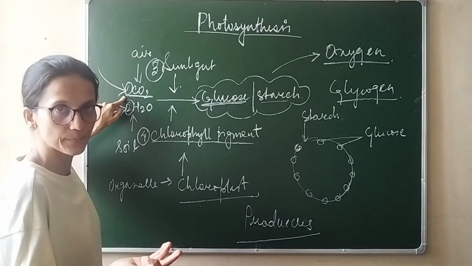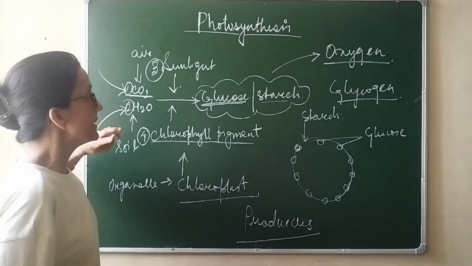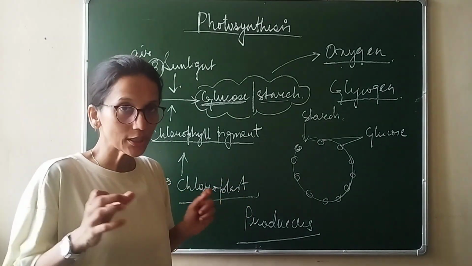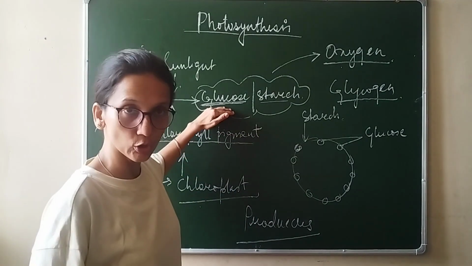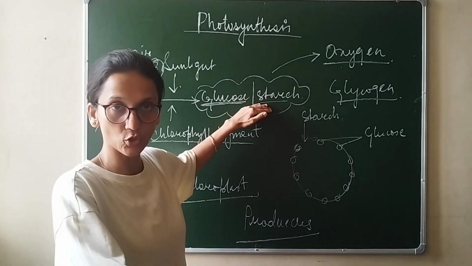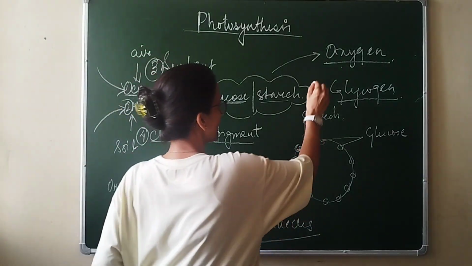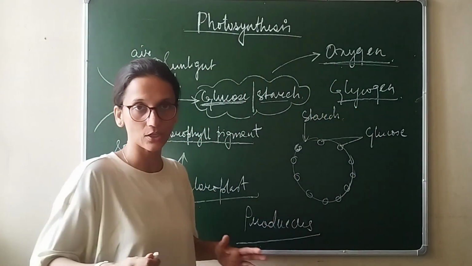Now let's quickly understand the various factors that are essential for the process of photosynthesis. Number 1 factor is carbon dioxide, number 2 is water, number 3 is sunlight, and number 4 is the pigment called chlorophyll. What is produced during this process? Glucose, and we know that the stored form of it is called starch, and a byproduct is produced, the name of the byproduct is oxygen, and this is very very essential for us.